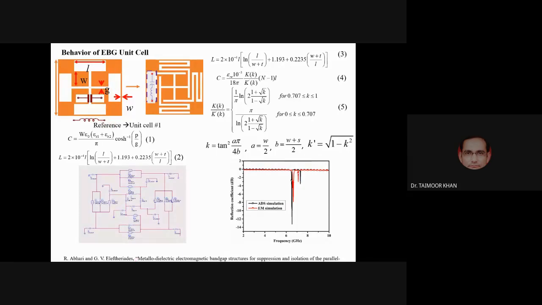The amount of inductance and capacitance can be obtained from the reference paper that we have picked up, using these equations to calculate the total capacitance and total inductance. If we go into the detail of the resonance characteristic, f equals 1 over 2 pi square root of LC, which is highly dependent on the inductance and capacitance within the EBG unit cell.